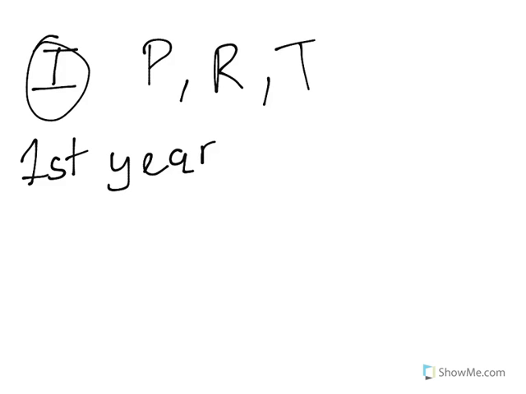So, for the second year, your principal will be P plus I, so the amount. I'm just going to say that again. Rate stays the same, time is still going to be the same, only 1 year, but principal becomes P plus I. So let's write out a problem with this.